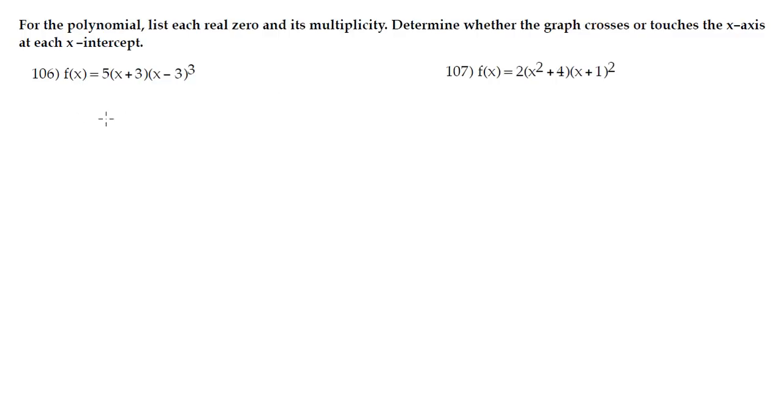106, 107. For each polynomial, list each real zero and its multiplicity and determine whether the graph crosses or touches the x-axis at each x-intercept. So here's my first polynomial.